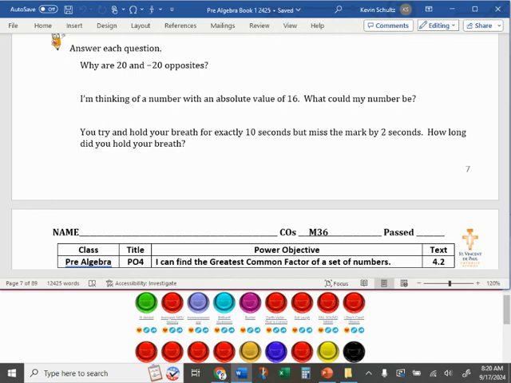And then you try and hold your breath for exactly 10 seconds, but miss the mark by 2 seconds. How long did you hold your breath? So you try to count in your head for exactly 10 seconds, but you miss the mark by 2 seconds. How long did you hold your breath?